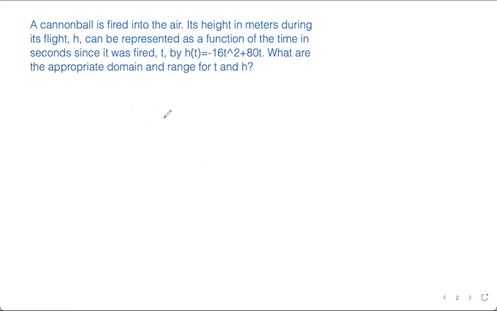Okay, this one isn't looking for the maximum height, but we do need to know how long this cannonball is in the air. So we've had some questions like this. To find out when it stops flying, we want to find out when it hits the ground, when the height is 0. So I plug in 0 for the height: 0 equals negative 16t squared plus 80t. First thing is greatest common factor.